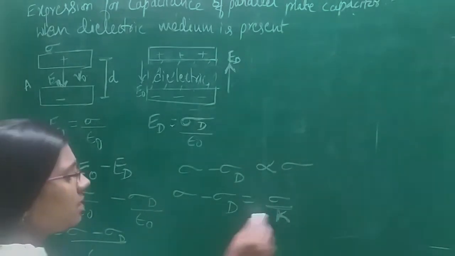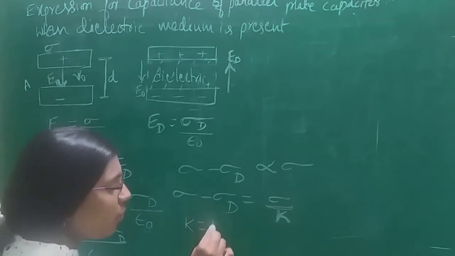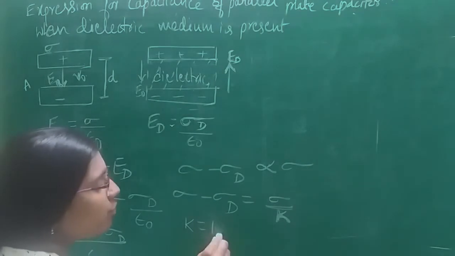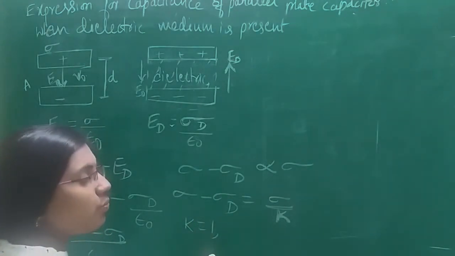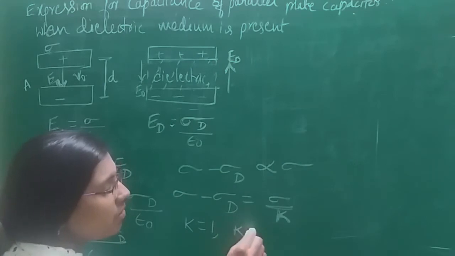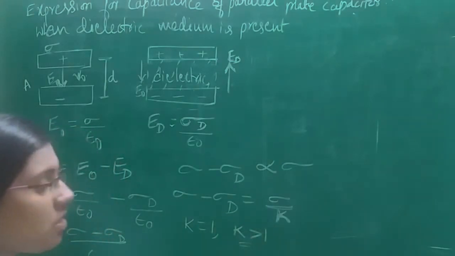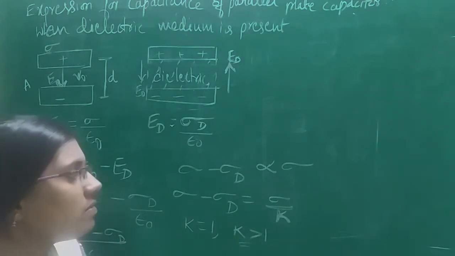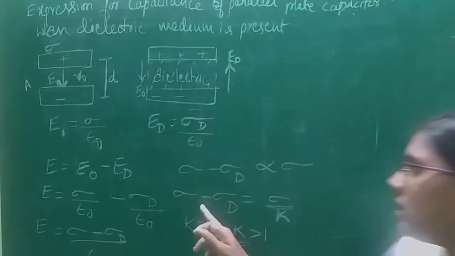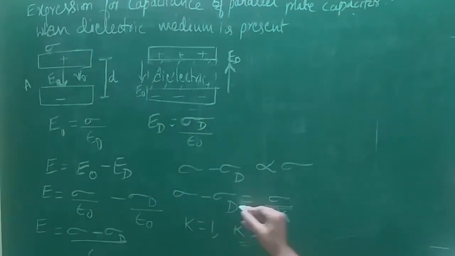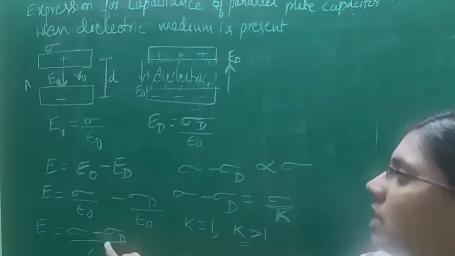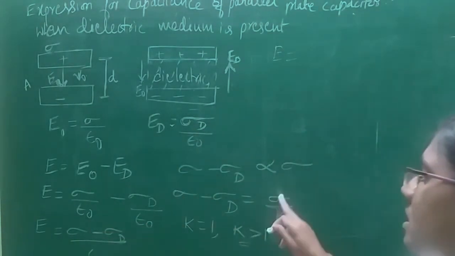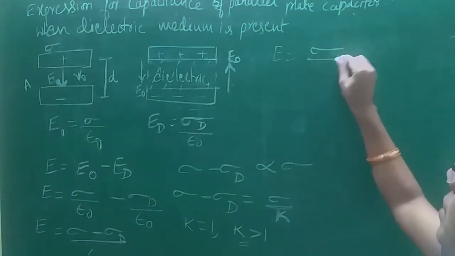The dielectric constant is equal to 1 for air or vacuum, and for any other dielectric medium the value of K is always greater than 1. Now substitute sigma minus sigma d as sigma by K in this equation. So E is equal to sigma by K, and epsilon naught is already present in the denominator.